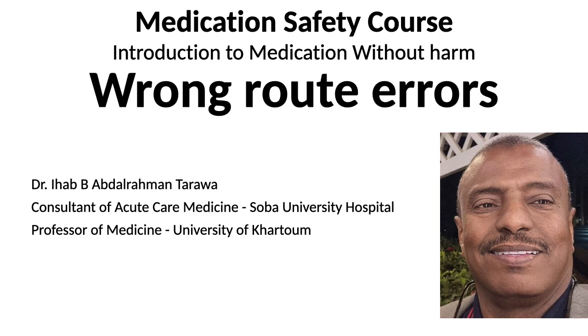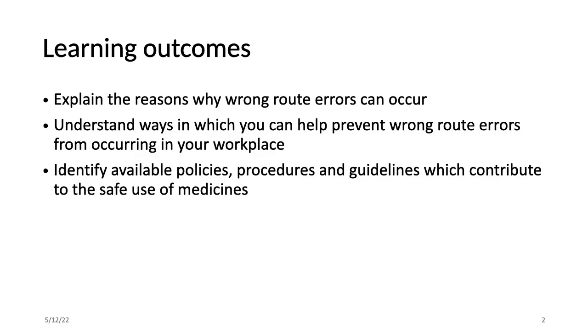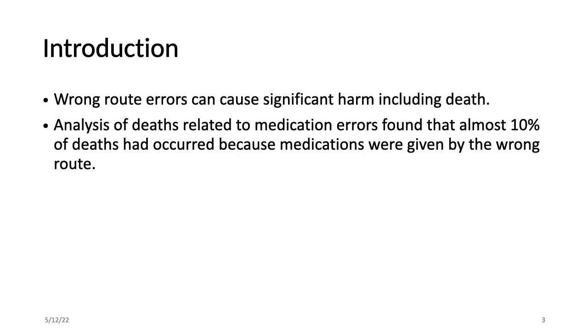This session is about wrong route errors. Learning outcomes: explain the reasons why wrong route errors can occur, understand ways in which you can help to prevent wrong route errors from occurring in your workplace, and identify available policies, procedures, and guidelines which contribute to safe use of medicines. Wrong route errors can cause significant harm, including death.